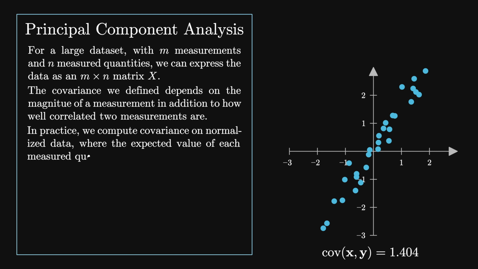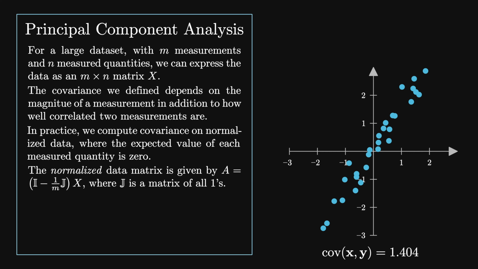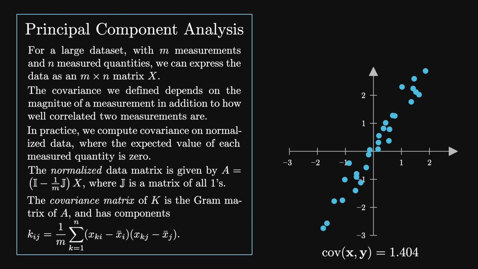In practice, we compute covariance on normalized data, where the expected value of each measured quantity is 0. The normalized data matrix A is given by the identity minus 1 over m times J acting on X, where J is the matrix of all ones. Then the covariance matrix K is the Gram matrix of A, which has components Kij equals 1 over m times the sum on k equals 1 to m of xki minus the expected value of xi times xkj minus the expected value of xj. For our data set, our covariance matrix is 1.02, 1.51, 1.51, 2.34.